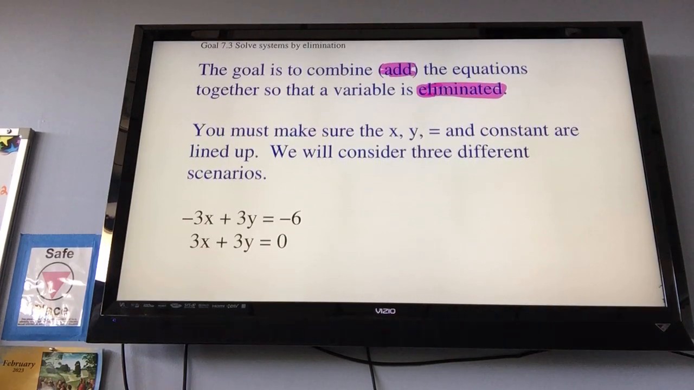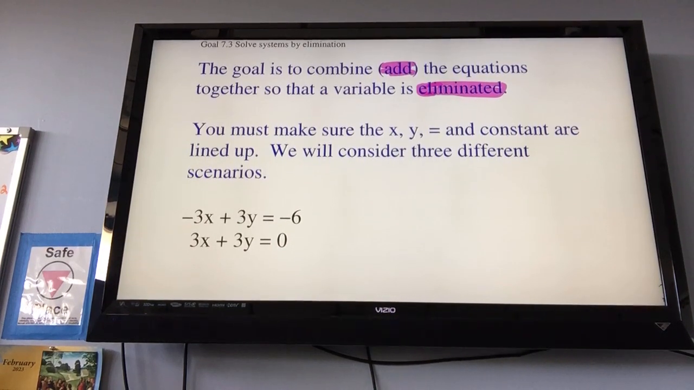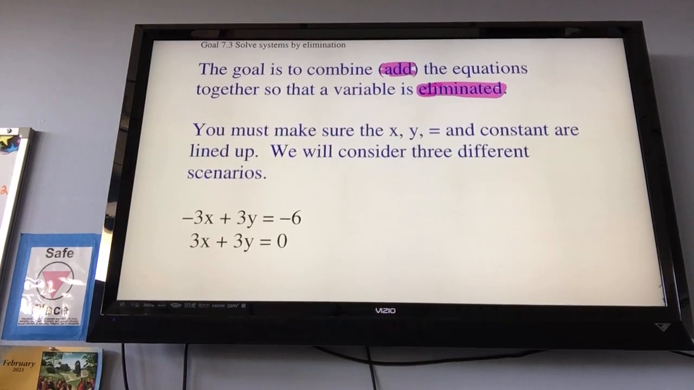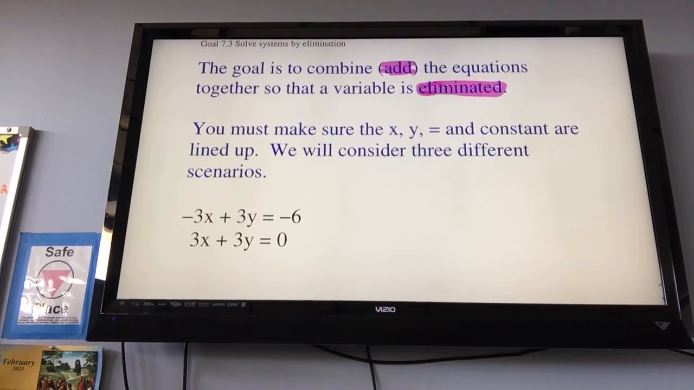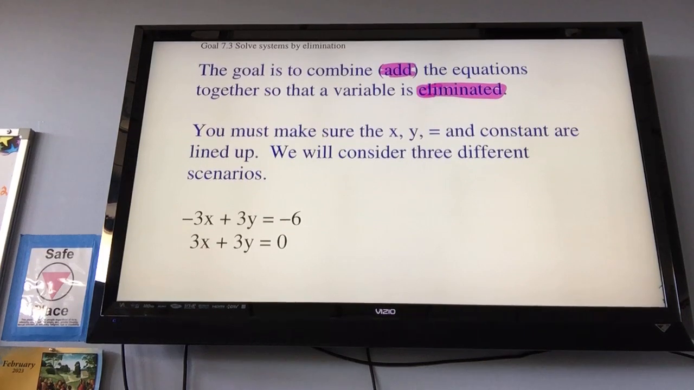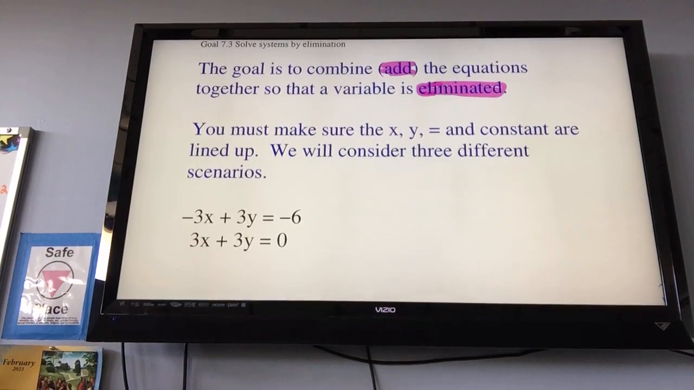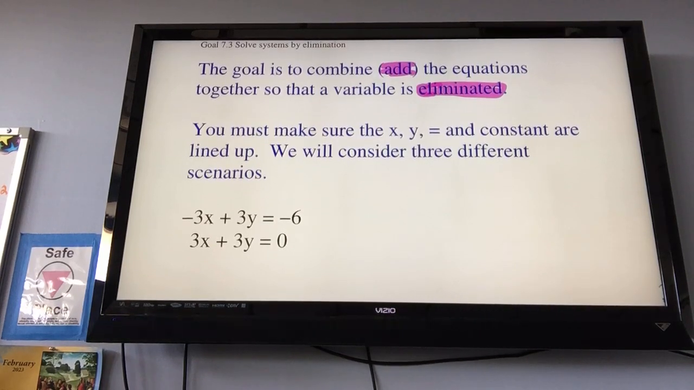So first and foremost, you're going to make sure that x's and y's and equals and constants are lined up with each other. So x's under x's, y's under y's, equals under equals, constants under constants. To be perfectly honest, I'm not giving you any that are not like that. That's some of the things we do different in Algebra 1, we mix them up, and they're not like that in the regular Algebra 1. So for you, that's not going to be an issue here. It's going to be lined up. Everything is going to be ready to go. You don't have to change anything, okay?